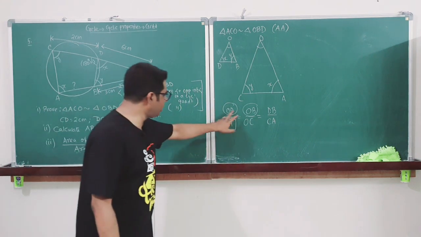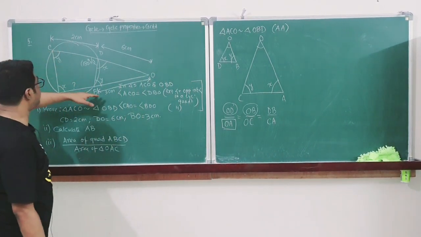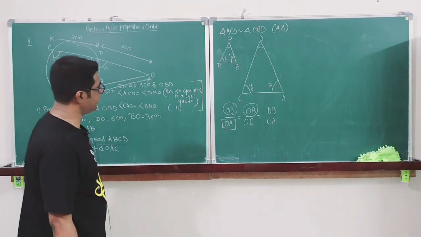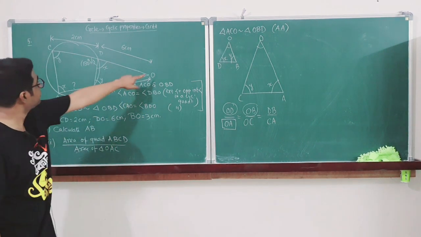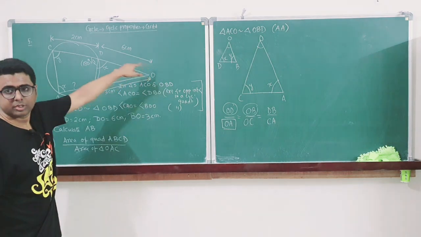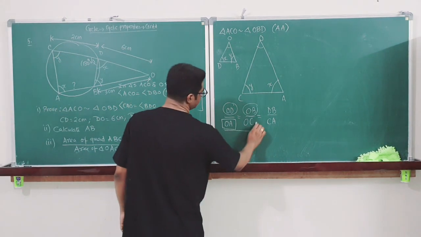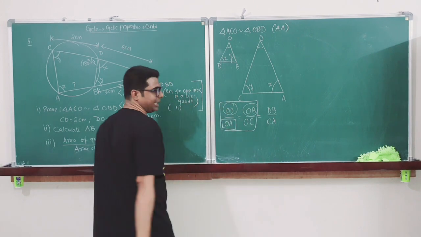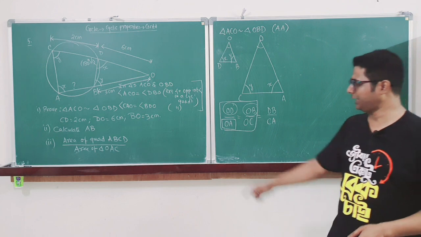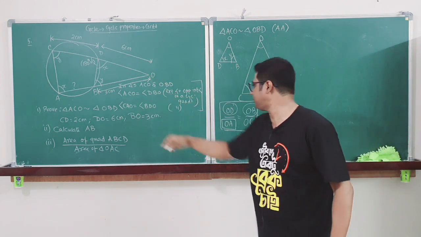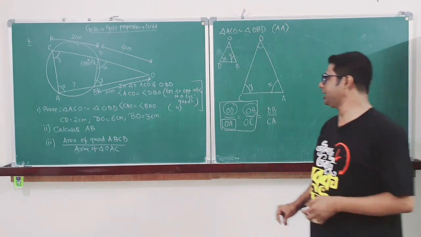So this is known, right? OB, OD. OB is known, OD is known. OC is also known. How much? 8 centimeter. So I will use these two ratio terms. Clear? This is how I have to identify which ratio term I have to find out. By seeing all this, I have to mark all this and then I have to find out which ratio term I have to apply.